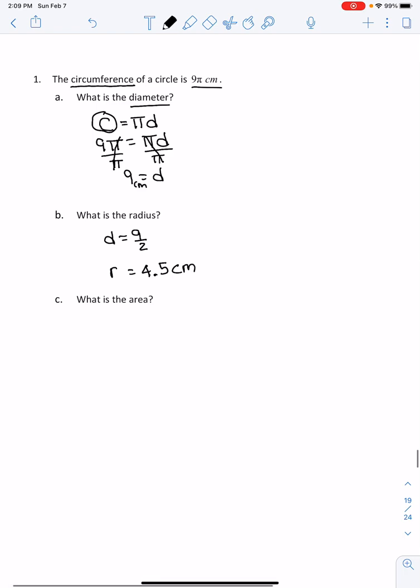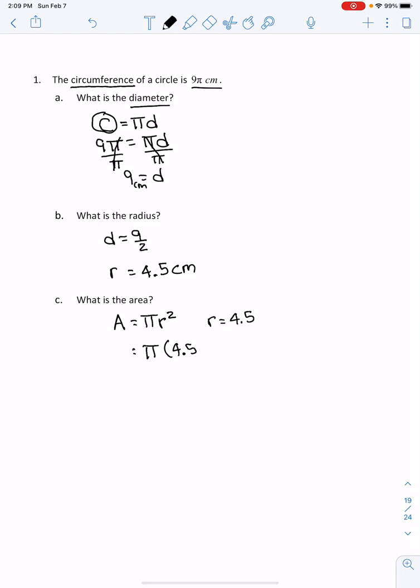To find our area, A equals pi r squared. Our radius is 4.5. So pi times 4.5 squared. 4.5 squared is 20.25.